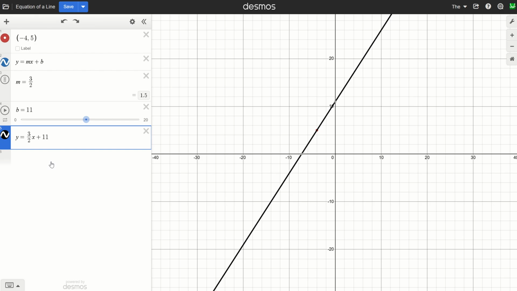All right, and this is how you write the equation of a line in slope-intercept form using Desmos.